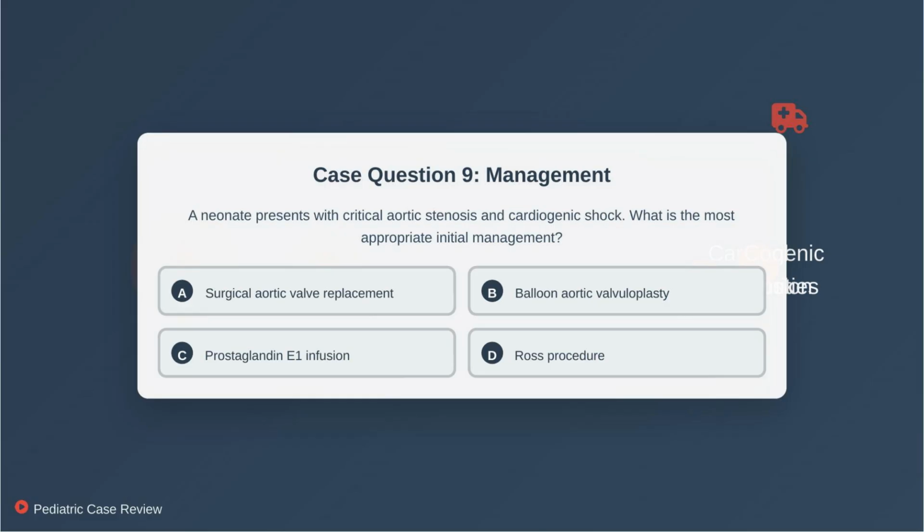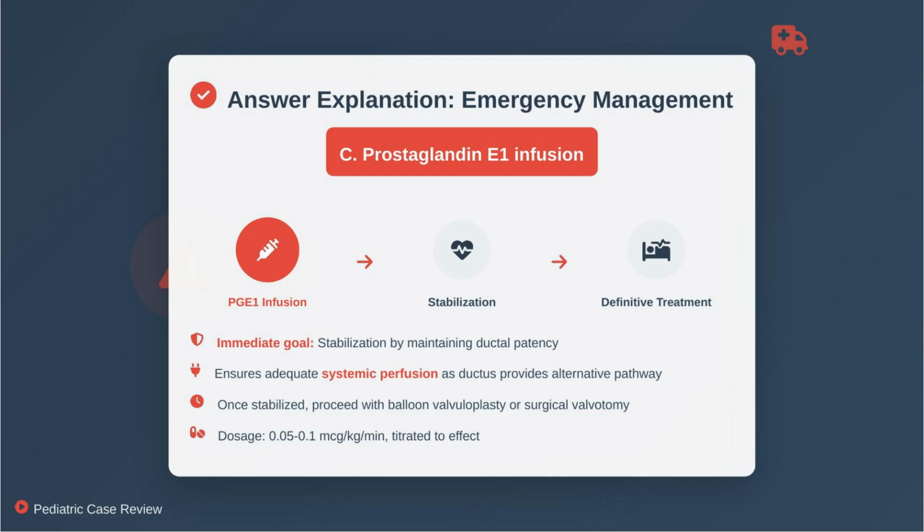A neonate presents with critical aortic stenosis and cardiogenic shock. What is the most appropriate initial management? A. Surgical aortic valve replacement. B. Balloon aortic valvuloplasty. C. Prostaglandin E1 infusion. D. Ross procedure. The correct answer is C.